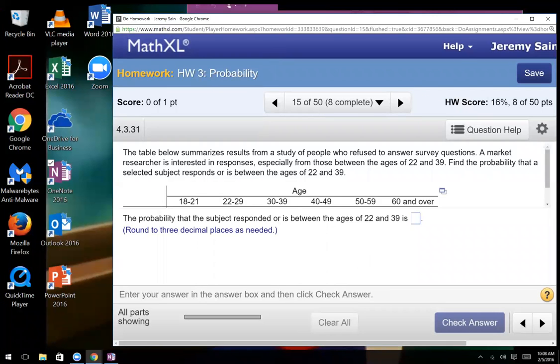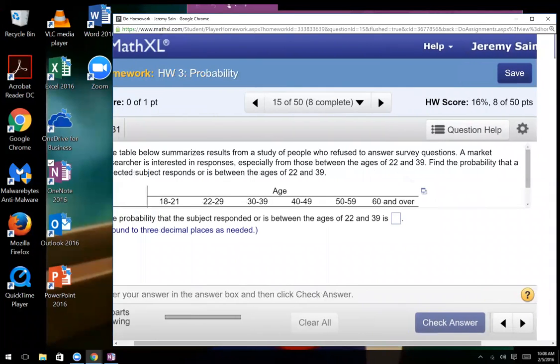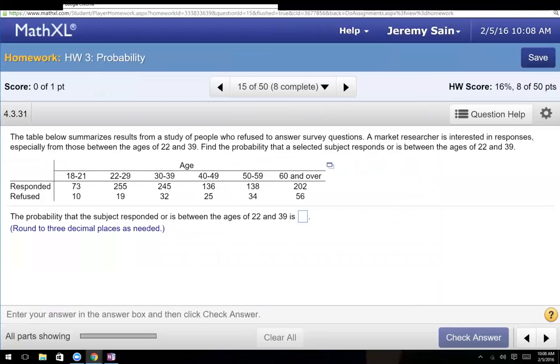Okay. The table below summarizes results from a study of people who refused to answer survey questions. The market researcher is interested in responses, especially from those of age 22 to 29. What's the probability a selected respondent is between ages 22 and 39? So it says, okay, either the selected subject responds or is between 22 and 39, right?